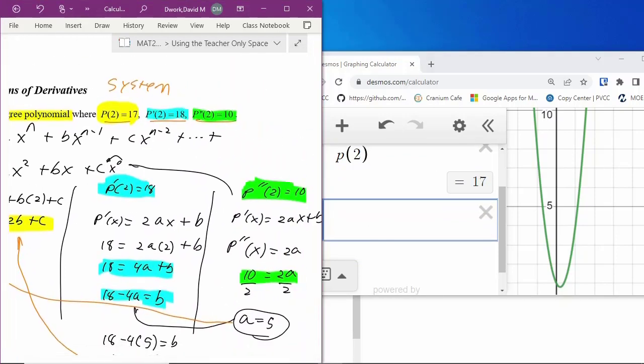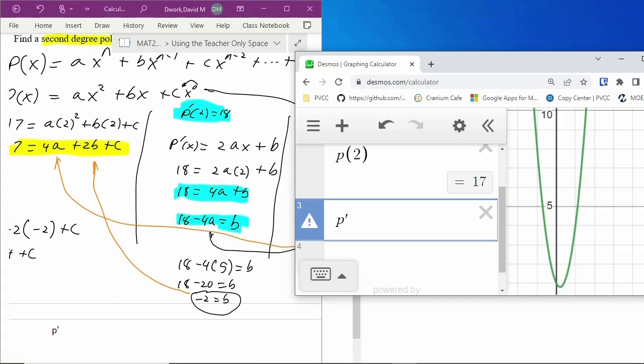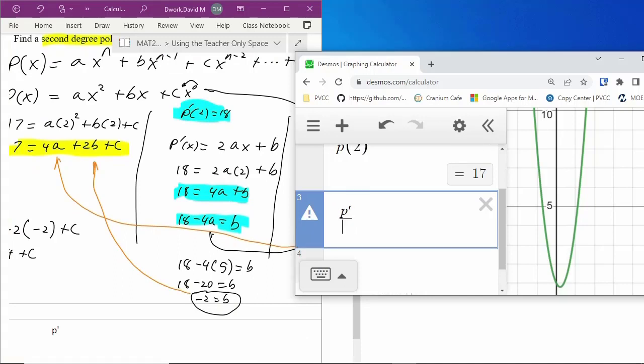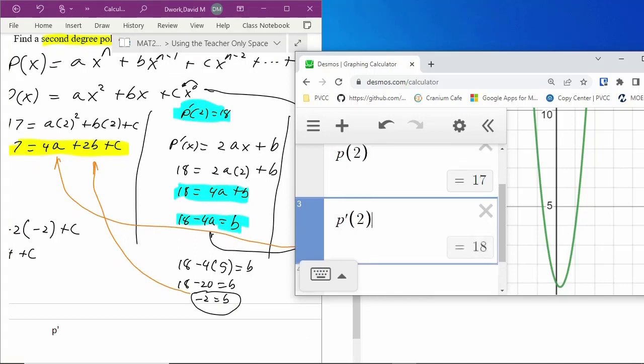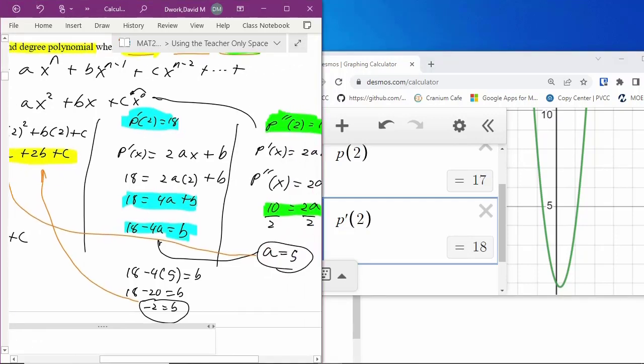Then what was the next thing I was supposed to have? Well, I'll go over here and say P prime of 2. Whoops. Sorry, we're doing this virtually here. There you go. When I subbed in P prime of 2, that was supposed to give me 18. The blue is checking out. And now we go check the green highlight.